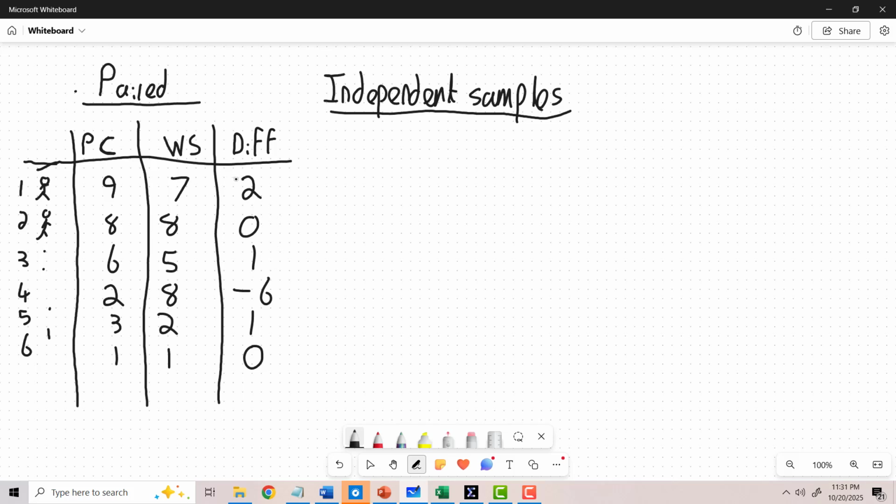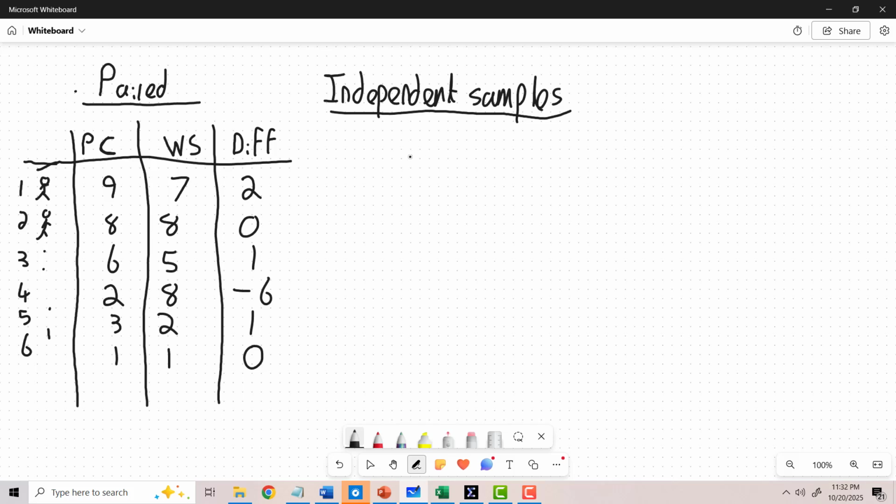And the idea here is we're reducing variation in the data by comparing across, it's one person. So we're controlling for a certain amount of error.